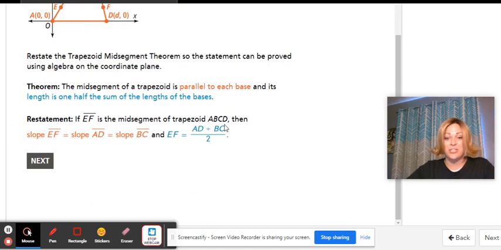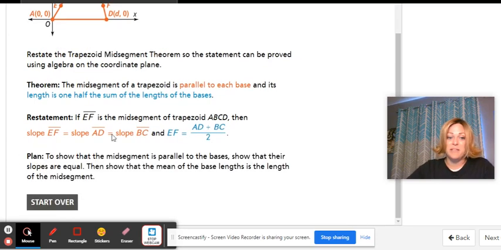To restate, you need to show that the slope of EF is the same as the slope of AD and is the same as BC. So you need to mathematically show that. And then you also need to say, if I added these together and divided by 2, that would be the average, and that would give me the mid-segment. So let's look at it. It says make a plan.